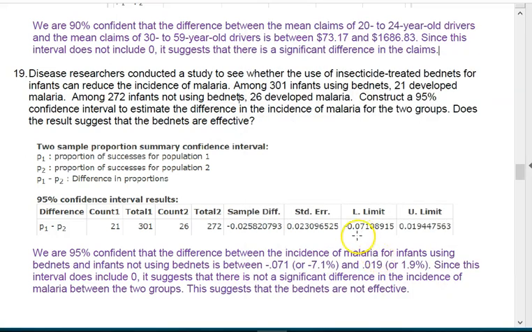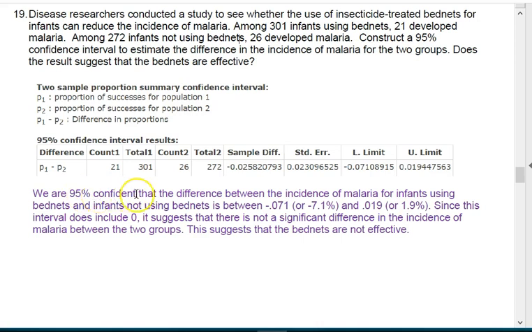Here are our results. This time our lower limit is negative and our upper limit is positive. Notice that these are pretty small numbers because we're talking about proportions now. To interpret this confidence interval, we could say we're 95% confident that the difference between the incidence of malaria for infants using bed nets and infants not using bed nets is between negative 0.071. You do need to include the negative here. Or if we wanted to write that as a percentage, we could say negative 7.1%. And then the upper limit is 0.019, or we could say 1.9%.